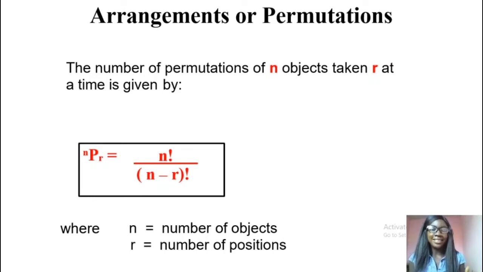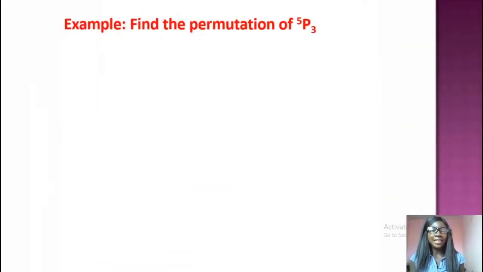Okay, so let's see an example, and you will see that it is very simple. Example 1, we have to find the permutation of 5 and 3. So 5 permutation 3. That's the way we pronounce it. You see, in factorial we only have one number.